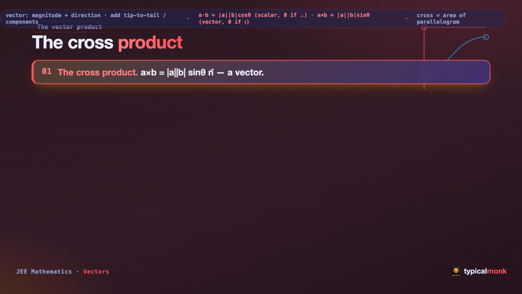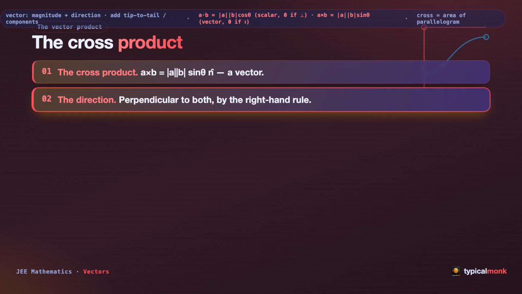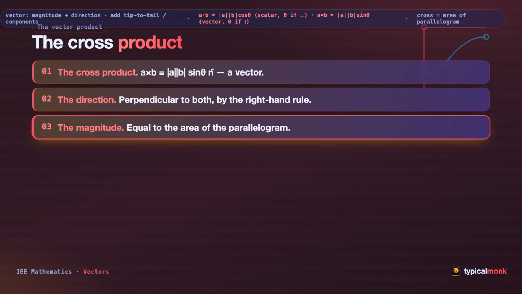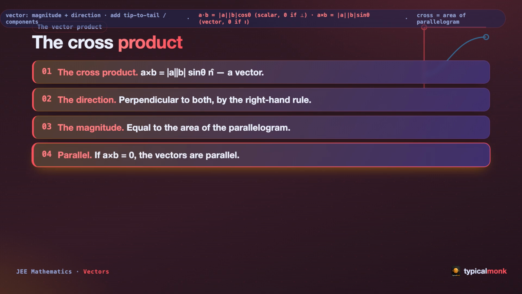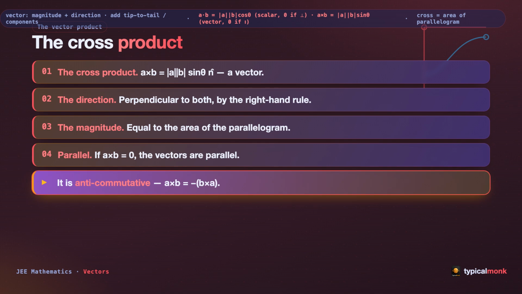Now, the cross product in full. A cross B equals the magnitudes times sine theta times n hat, a vector. The direction: perpendicular to both by the right-hand rule. The magnitude: equal to the area of the parallelogram. Parallel: if A cross B is 0, the vectors are parallel. It is anti-commutative: A cross B equals minus B cross A.